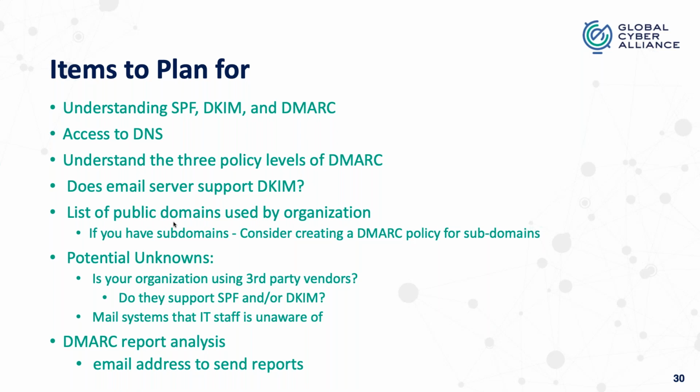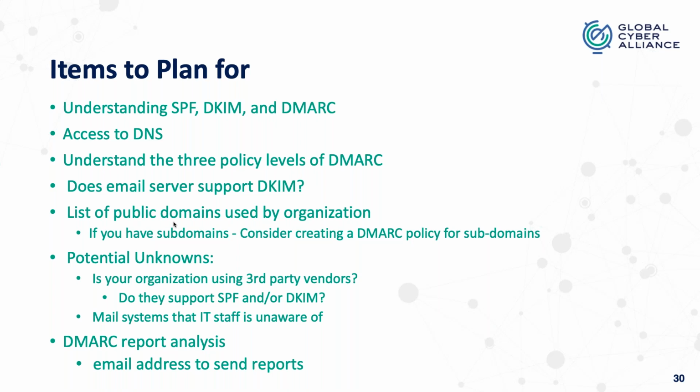We talked about the 3 levels: none, quarantine, and reject. So those 3, it's important to know and understand what each one of those means. Know about DKIM. Again, we'll talk about this next week, how to look for whether your server supports it or not. Have a list of your public domains. If you have subdomains that are used, have those as well, especially if they're used for email, so you can see if you need to create a DMARC policy for them or not.